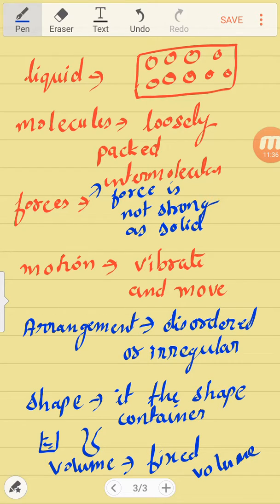Okay, fixed volume. Why? Because if you are pouring this much liquid here, and you're pouring the same liquid here, it means the amount of liquid will not change, right? It will be the same. The liquid will not become too much here.